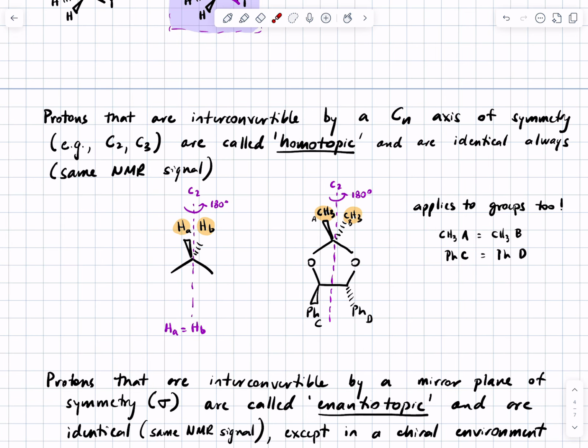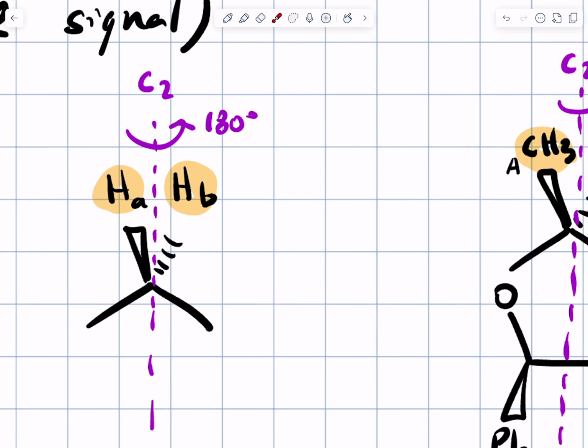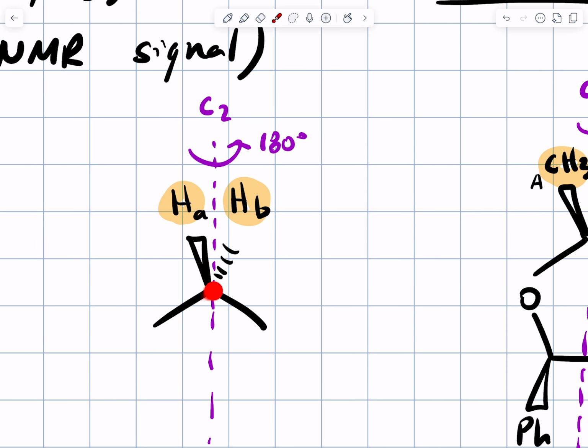Protons that can be interconverted by a rotational axis of symmetry are called homotopic, and they are always identical, meaning they give rise to the same NMR signal. Classic example of homotopic protons is the two CH2s in propane, HA and HB. You put an axis down the plane of the page through this carbon atom, you rotate 180 degrees, and HA and HB trade places. They are homotopic, they are always the same. There's no difference between the two of them.